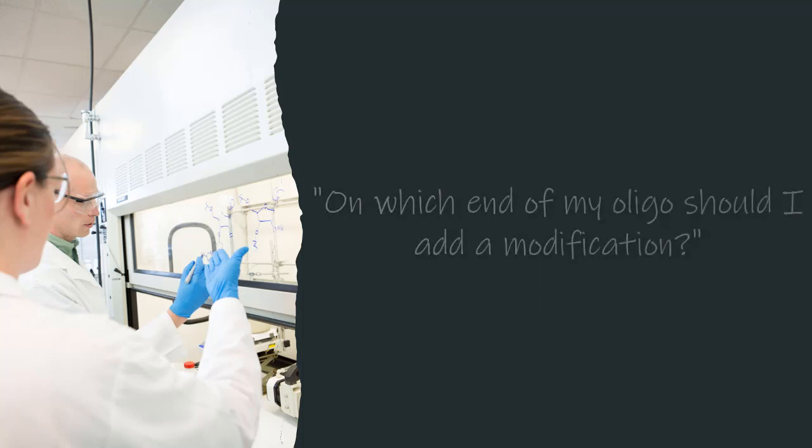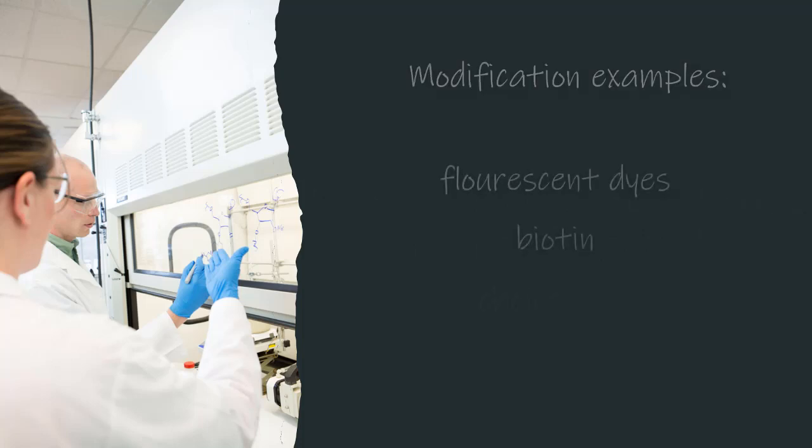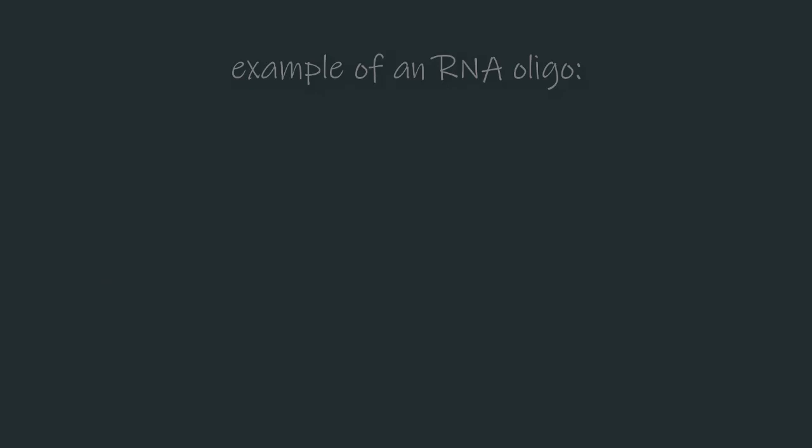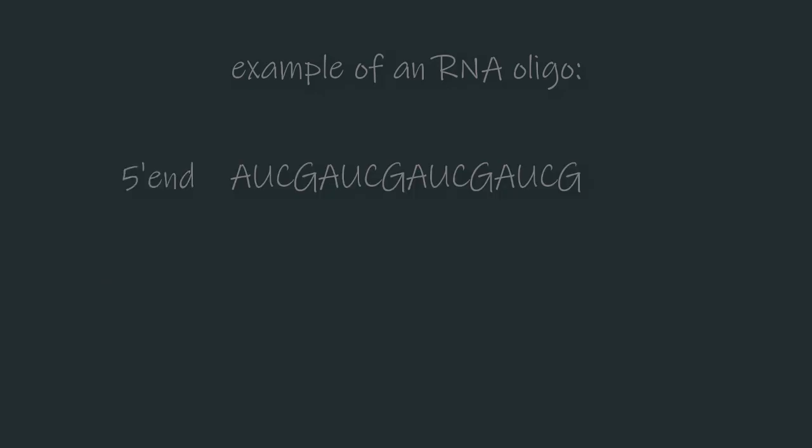One of the most frequent questions we get is, I want to add a modification, which end should I put it on? There are many common modifications researchers want to add to the end of an oligo. Popular examples include fluorescent dyes, biotin, and cholesterol. To orient ourselves, oligos have a 5' end and a 3' end. They're written with the 5' end on the left and the 3' end on the right.